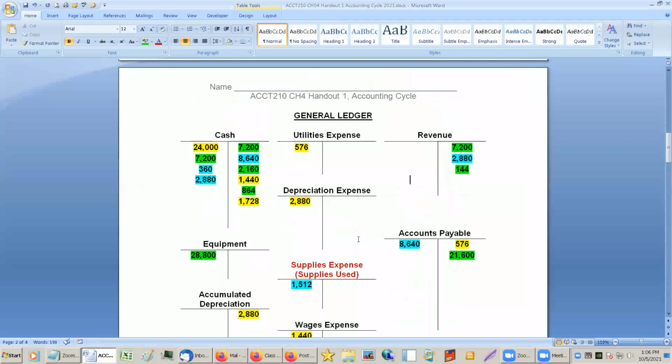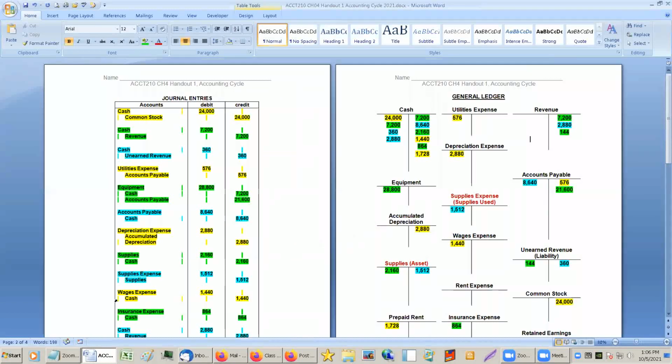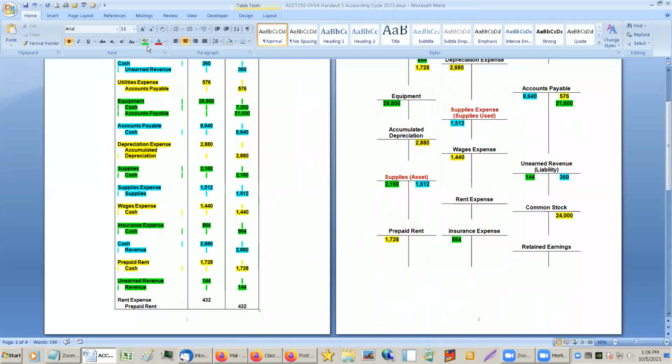Okay, and the last one is rent expense and prepaid rent. Prepaid rent is going down 432. Rent expense is going up, expenses will also go up. So prepaid rent is an asset. But as we use up that prepaid rent, we expense it.